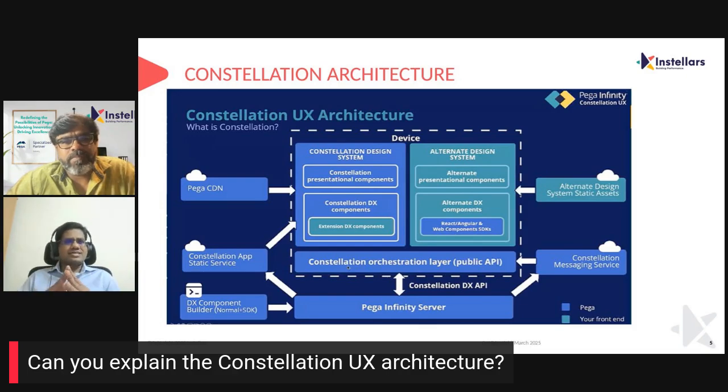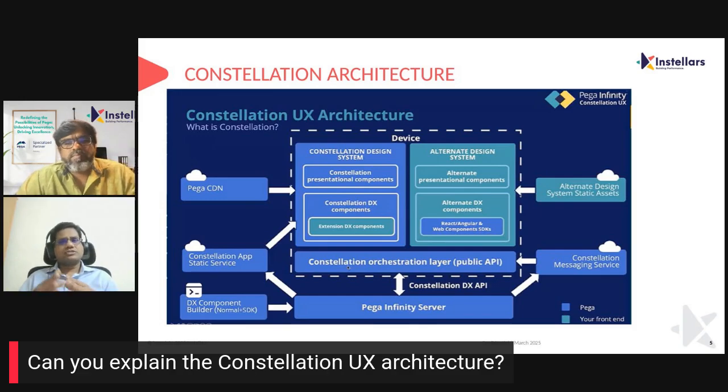In the center, you can see there is a Constellation design system and alternate design systems. The Constellation design system, as we discussed, is a Pega-built UI framework that combines the Constellation presentation components with Pega's DX components. It provides ready-to-use elements like buttons, labels, and text boxes, which helps make development faster. It helps with a low-code and model-level approach.